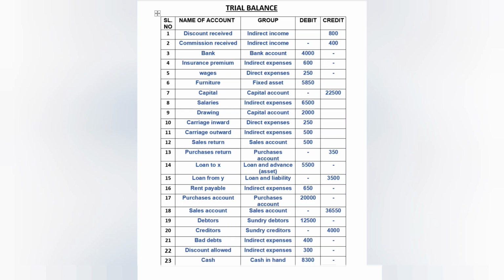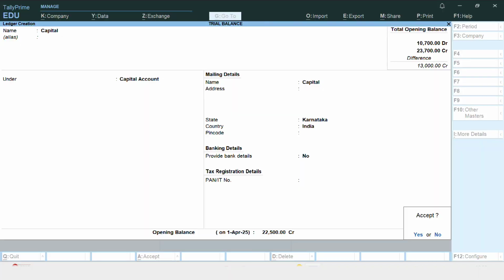The next one is capital with the group capital account and an amount of 22,500. Enter the name capital, select the group capital account, enter the amount 22,500 and click Enter. Before clicking Enter, check the debit and credit.